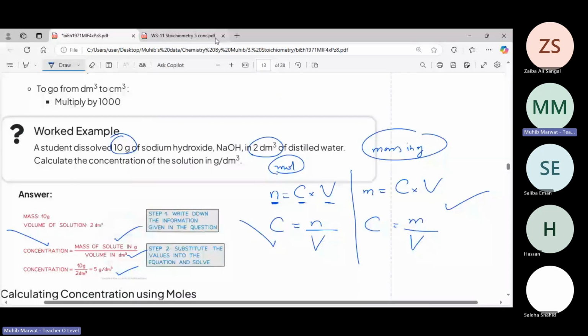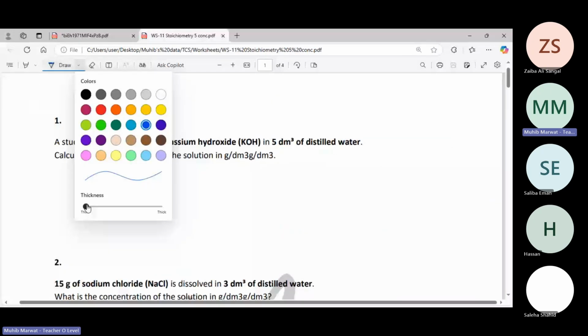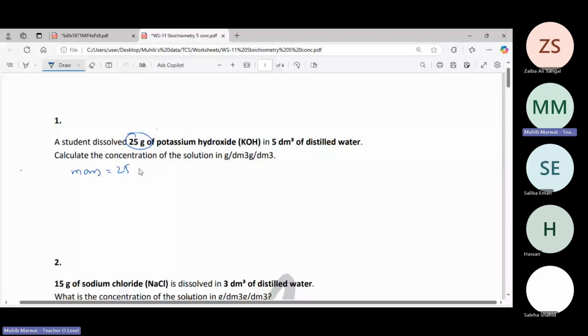It's better to, this is exactly the same numerical like that one, right? Now we have been provided with mass, right? Mass is 25 grams, okay? And volume is 5 dm cube. We will have to calculate concentration. Now we have learned the formula of moles, that number of moles is equal to C multiplied by V, okay? But over here moles is not given, mass is given. This is the repeating mistake, just forget about that.